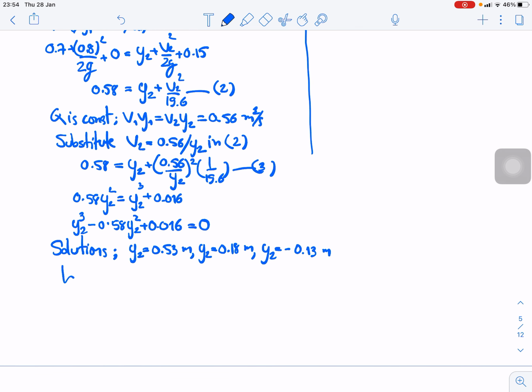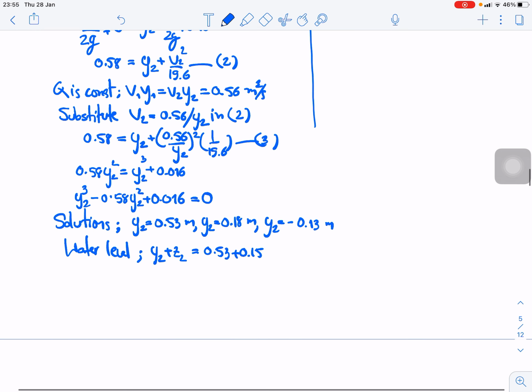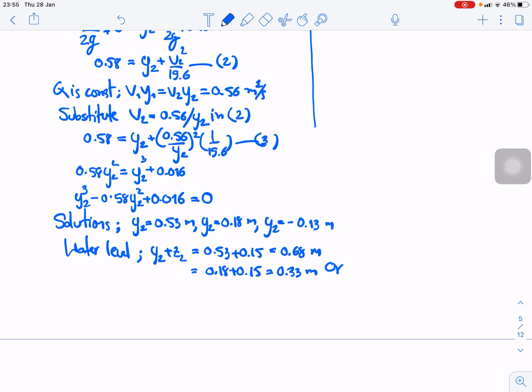So we can prove that the water level is equal to y2 plus z2. So there are two choices: 0.53 plus 0.15 is equal to, and there's another choice. So we have two solutions. So we don't know which one is the correct answer.